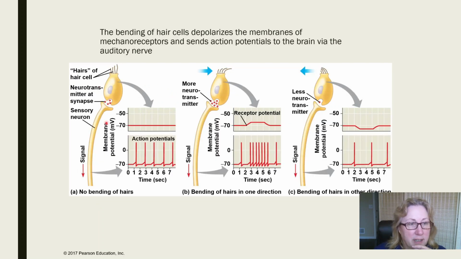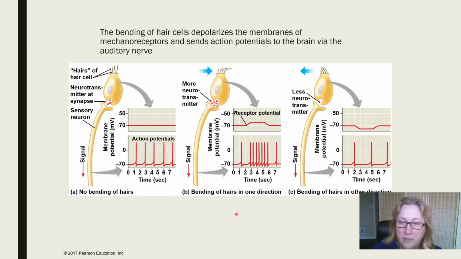So here we have our hair cells, and you notice they actually put hair in quotes because they're not really hairs, they're cilia. And that is going to release neurotransmitter in response to the hairs being deflected in one direction but not the other direction. So if the hairs are bent a lot, that's going to release a lot of neurotransmitter, and that's going to generate a signal.